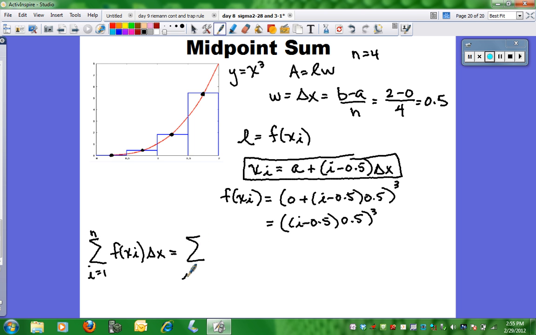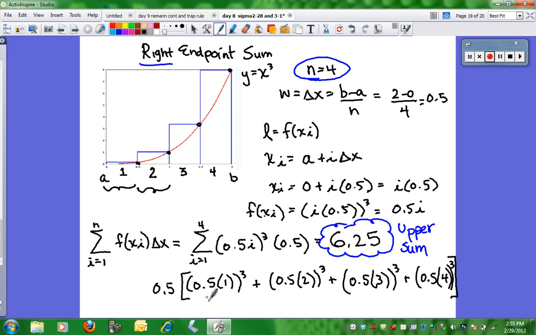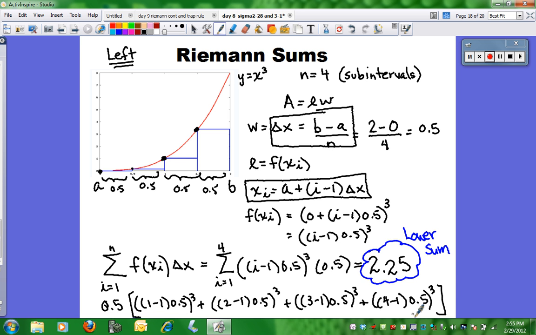We know that we have 4 subintervals here, so 1 to 4. f of x sub i is this right here, so it's going to be this times delta x, which is this delta x. It has to be length times width, length times width, length times width. And again, you are going to do the same calculations here. You're going to put 1 in here, 2 in there, 3, just like we did with the rights and with the lefts.